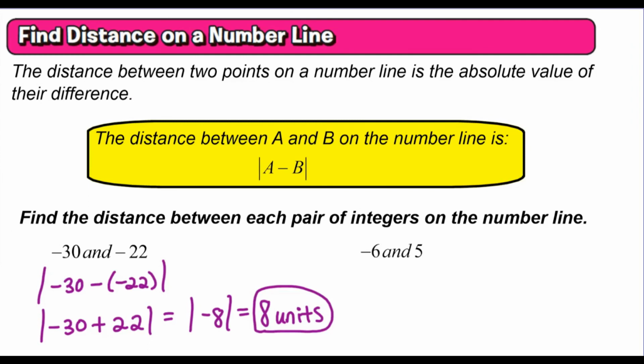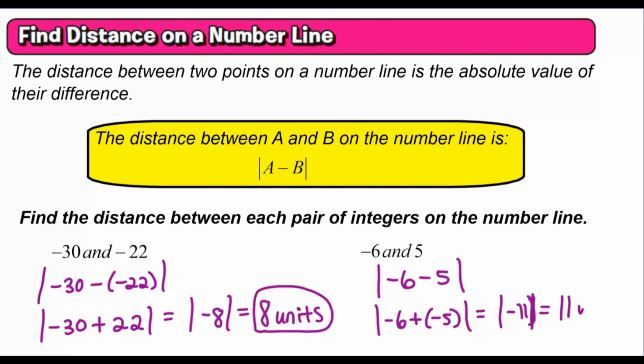And then likewise, the distance between negative 6 and 5 on the number line is the absolute value of negative 6 minus 5. And negative 6 minus 5 is the same as negative 6 plus negative 5, which is the absolute value of negative 11. So that's 11 units. So those 2 points are 11 units apart on the number line. Okay, so subtracting integers, change it to addition when it's necessary, leave it as subtraction when it's not, and you'll be just fine.